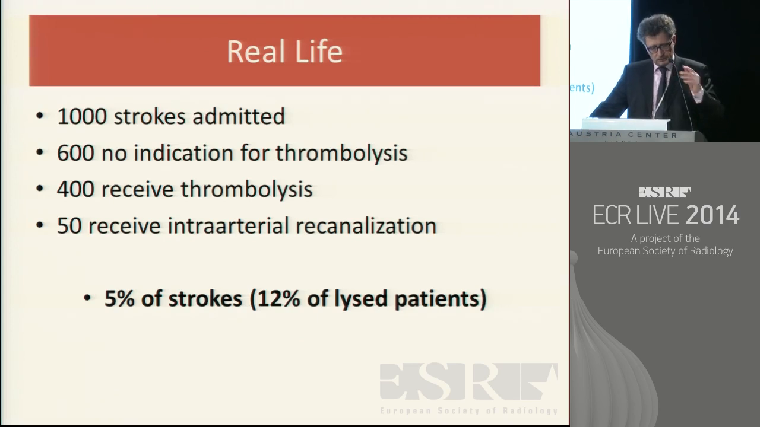So what is real life? If we look at our own hospital, we have around 1,000 patients with stroke being admitted to the hospital. Only 400 of these patients, 40% of them, will receive thrombolysis, which means 600 of them will not receive treatment. That's reality. And from these 400 patients, 50 patients will receive intra-arterial treatment, which is done by radiologists and neuroradiologists. So in Athens, only 5% of strokes or 12% of lysed patients will undergo interventional treatment instead of intravenous thrombolysis.